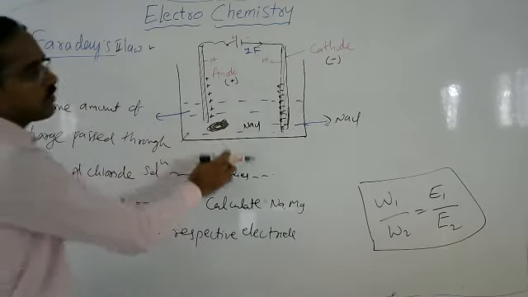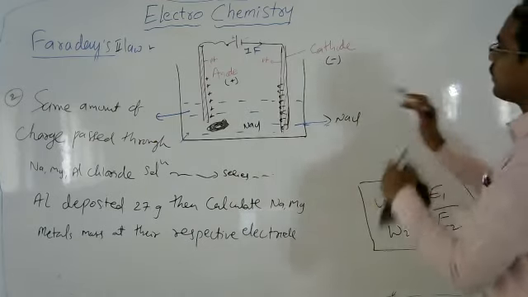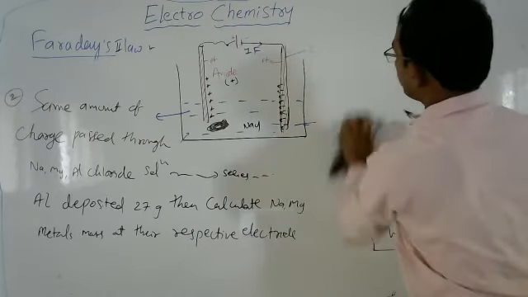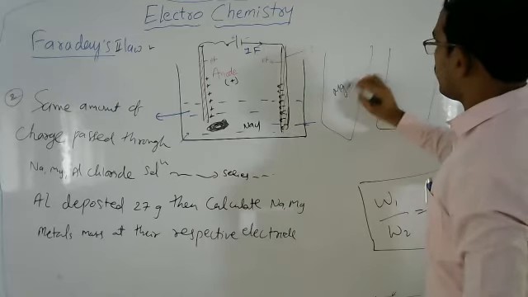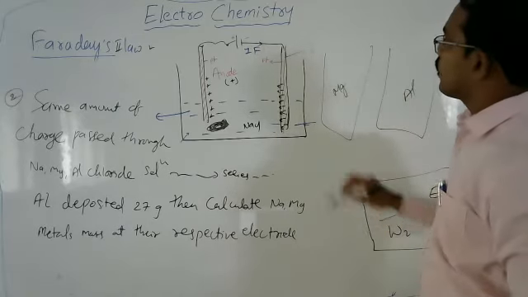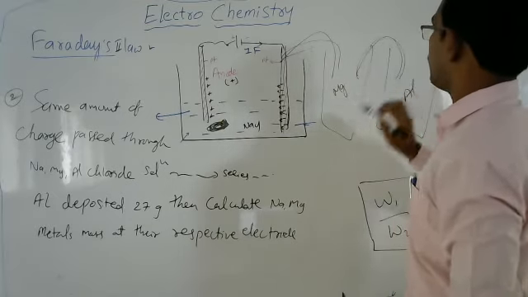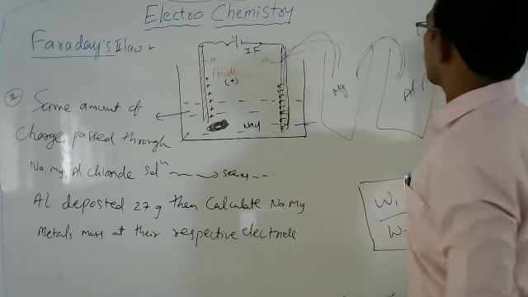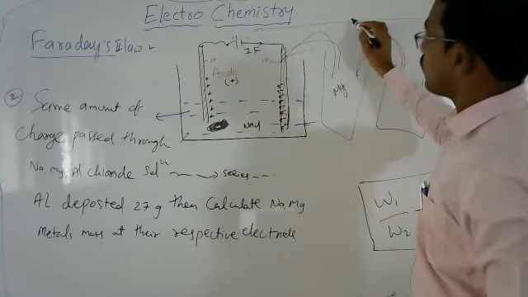This one cell is there, next to it one more cell is there, and on the side one more cell. Roughly I am writing here. Here one more cell is there, here also one more cell. Here magnesium, here aluminum. These are connected in series connection. The total current is only how much?